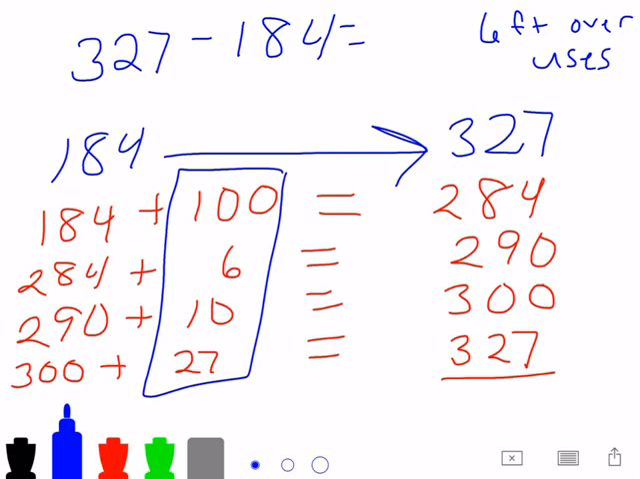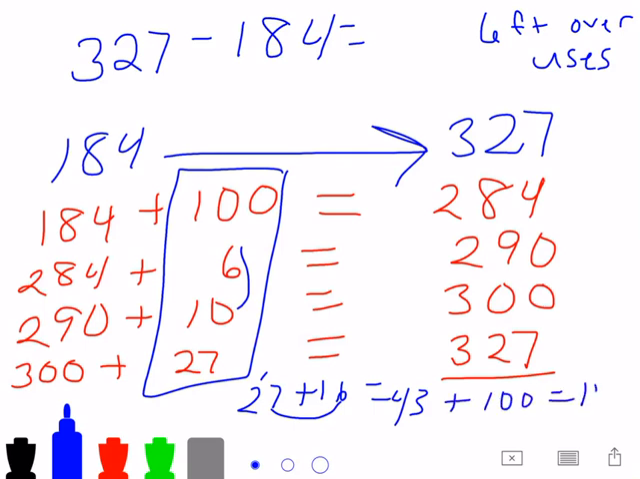So I know that if I take 10 plus 6 and add that together, it's 16. So I can do 27 plus 16. I know that 7 plus 6 is 13. I do have to do a little regrouping. 2 plus 1 is 3, so that's 43. And then I can add that 43 really easily to the 100 and get 143. So 327 minus 184 is 143.